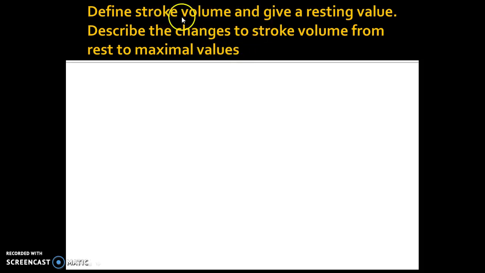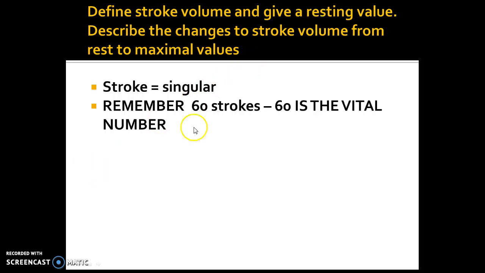If you get a question on definition of stroke volume, the first thing you'll notice is that stroke is a singular, okay? So it has to talk about the volume of blood ejected from the left ventricle per beat, and a resting value. Now the key thing I need to focus on with you in here, how do you remember a way to get this stuff onto paper? You do the following. So stroke, first of all, for the definition, remember it's a singular, so it's the volume of blood ejected from the heart, from the left ventricle per beat.